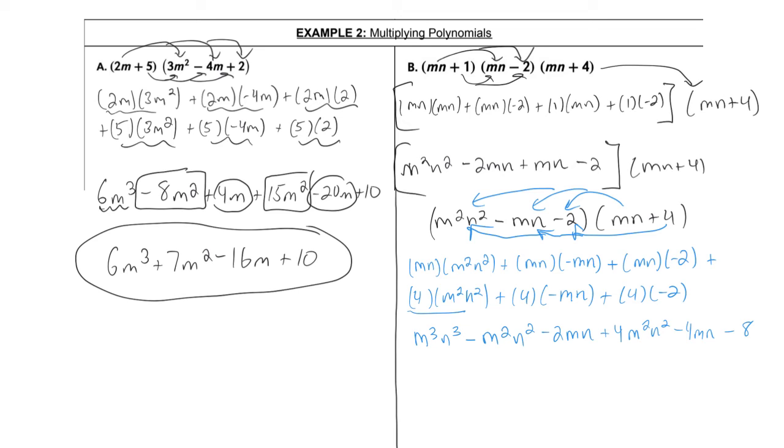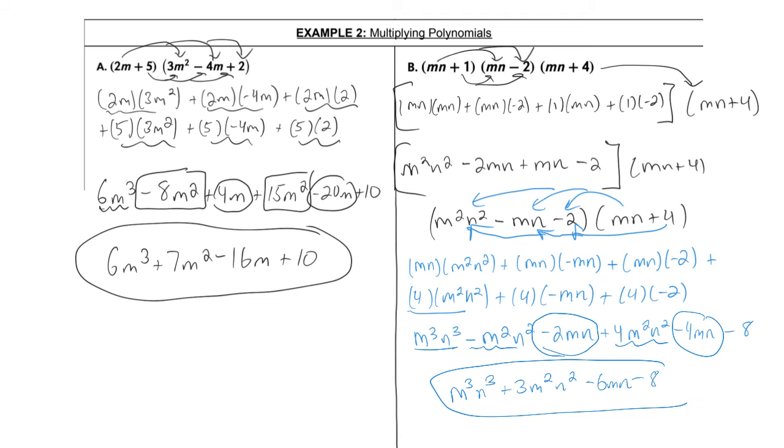And then now we combine our like terms. This is by itself, so m cubed n cubed. The m squared n squareds added together become 3m squared n squared. Our mn's are negative 6mn, and then we have a minus 8 at the end. And there's our solution. Now what I want you to do is try these on your own.